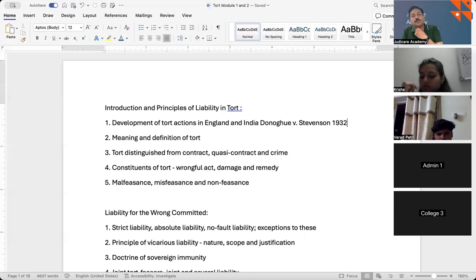Now, we move to point 3, which is tort distinguished from contract, quasi-contract, and crime. Let's talk about this once again. Very quickly, we'll touch upon it because we've done it in detail yesterday. So tort versus contract, the very first distinction is in nature, right? Tort arises from a wrongful action independent of contract, while a contract exists from an agreement between the parties with specific obligations as the terms and conditions of that contract.